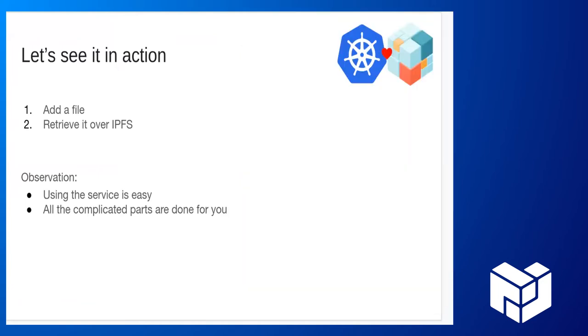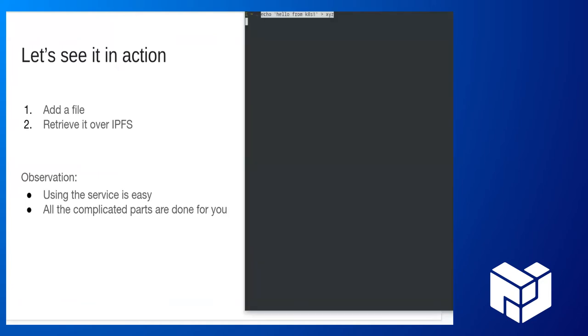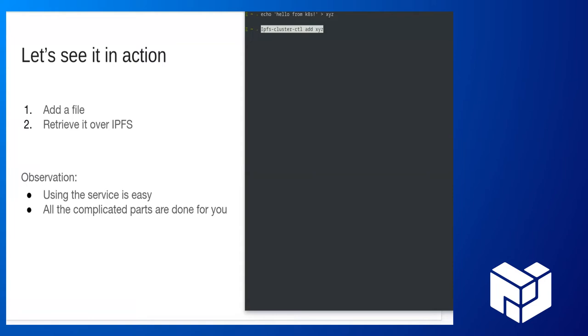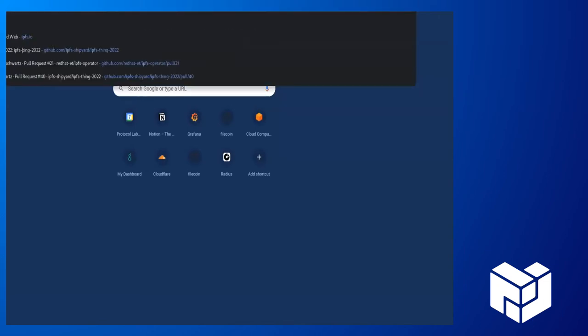I have my handy dandy notes right here. So let me just copy that. Hello from Kate's. Let's go ahead and use ipfs-cluster-ctl add to add that to the cluster, not with a capital letter, but lowercase. There we go. So this adds it to the cluster. This is indeed adding it to the cluster that is running in Kubernetes. I set up a port forward. But what you can see is that we get an ID back, and we can fetch this over IPFS or even through the gateway. Yeah, there we go. It's visible over IPFS.